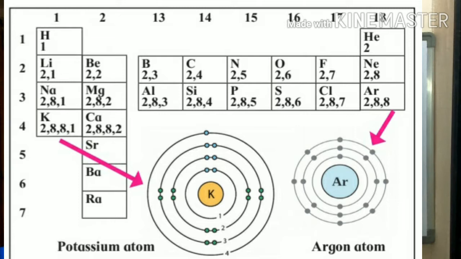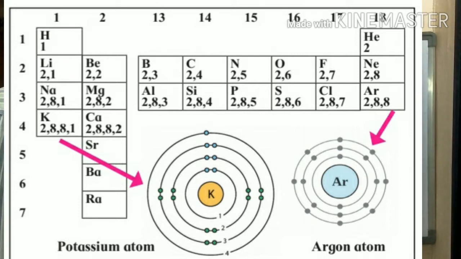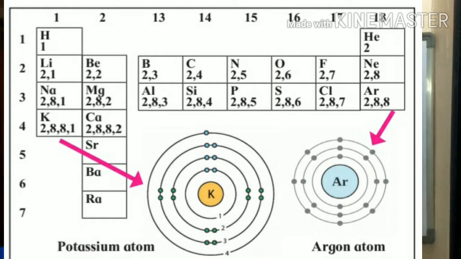In the modern periodic table, you will find that the number of valence electrons is different in those elements, however the number of shells is the same. You will also find that while going from left to right within a period, the atomic number increases by 1 at a time, and the number of valence electrons also increases by 1 at a time, as you can see on the screen.